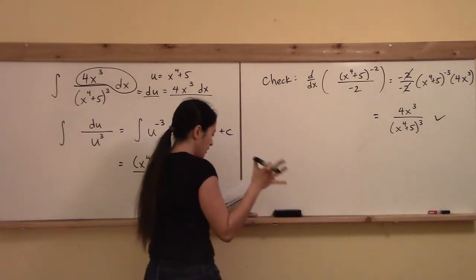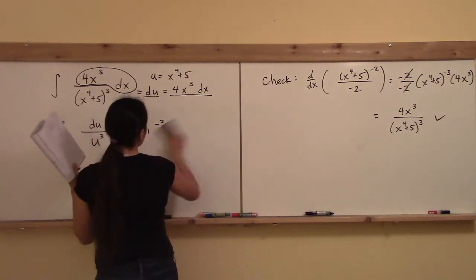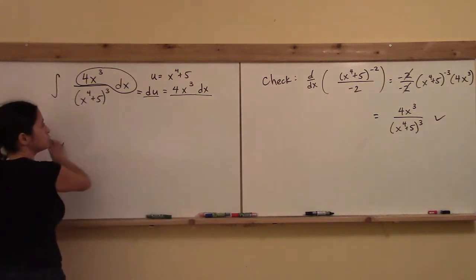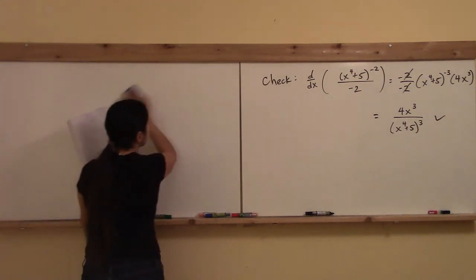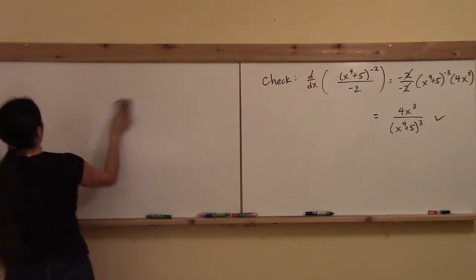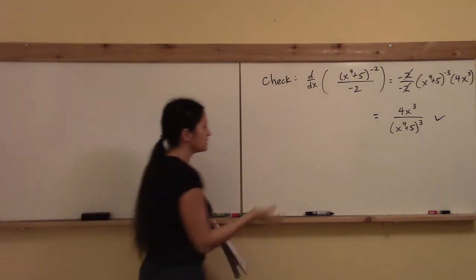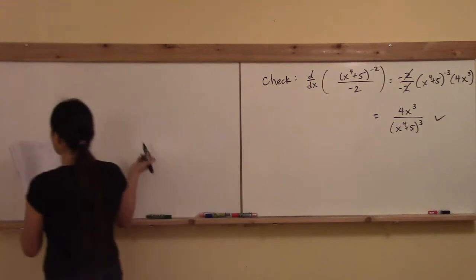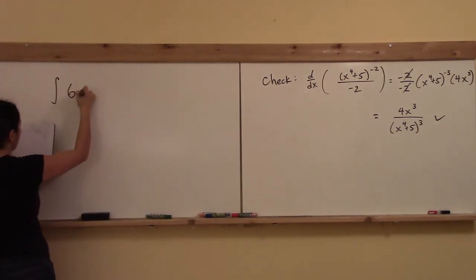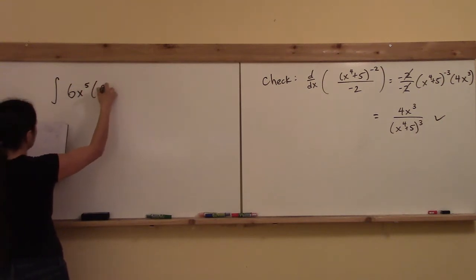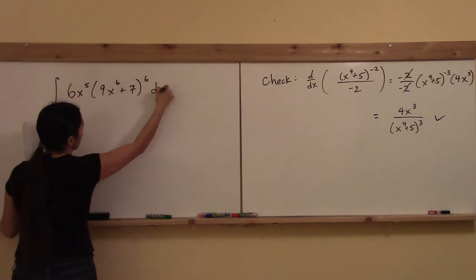Okay, it does get a little bit stickier than this. Sometimes this works out perfect, where your du ends up exactly as you need it, right inside the integral. And sometimes it's not so perfect. Sometimes you sort of have the du, but you don't entirely have the du, and that's going to be my next example. So let's try this integral, where I have 6x⁵ (9x⁶ + 7)⁶ dx.